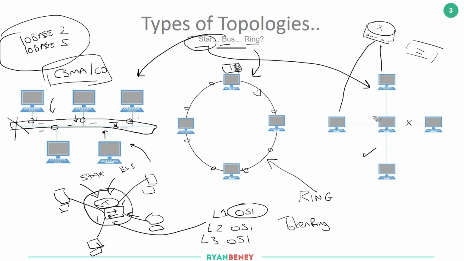The downside of this would be a centralized problem, meaning if the device in the middle, maybe your router, was to die, then all devices would die on the network. So that's something to take into consideration as well.